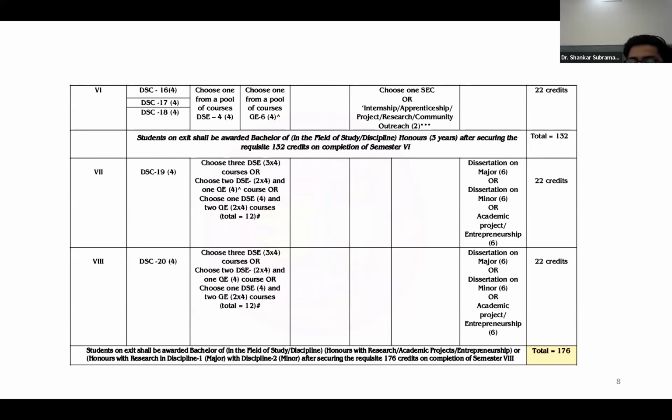So if a student is of physics honors and chooses a minor of maths, then he has a dissertation on major, that is of physics, or minor of mathematics, or an academic project or an entrepreneurship project that can be taken. And at the end of 8th semester, the student would have accumulated a total of 176 credits and he will be eligible for bachelor with honors in discipline one as major and discipline two as minor. So this is the structure for honors course students.